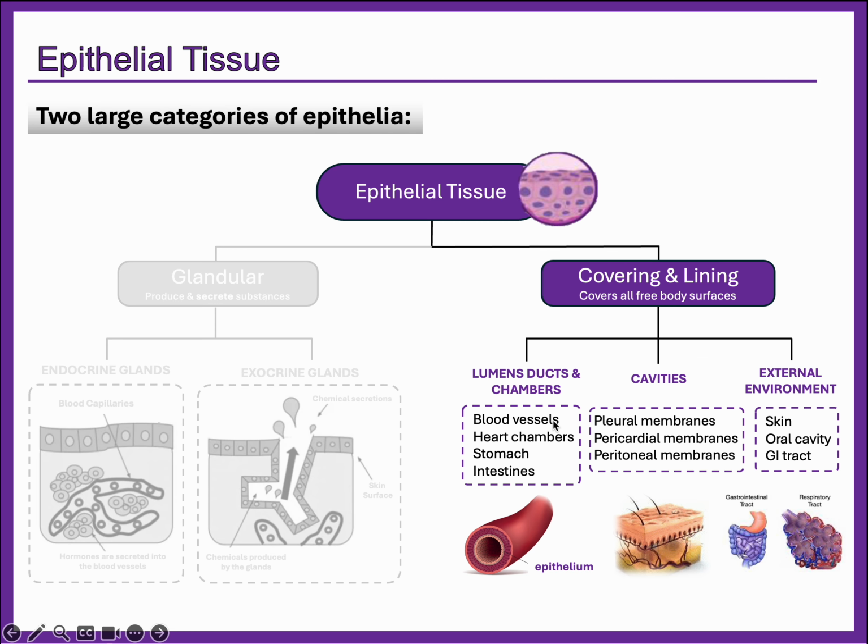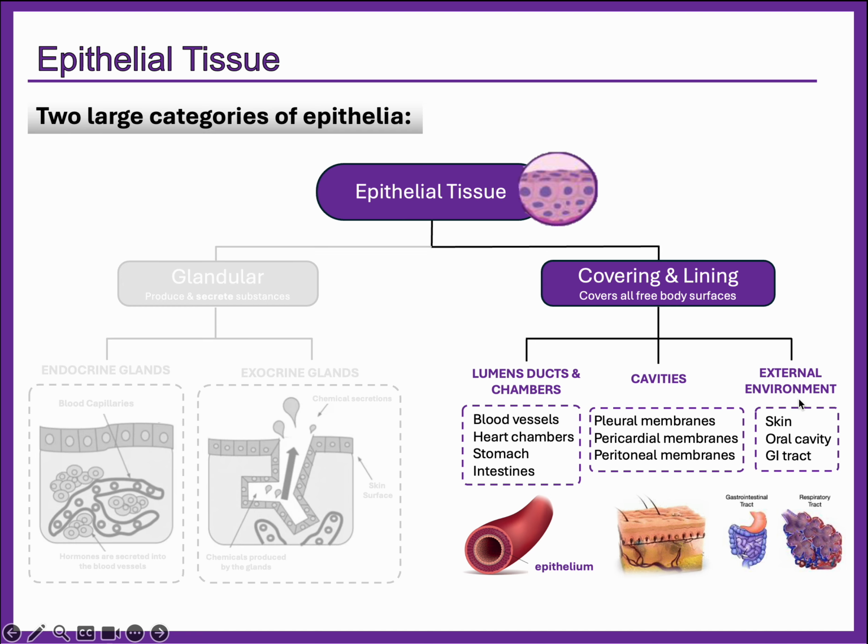So examples of these, right? Blood vessels, a chamber, an example of a chamber, like the heart chambers that collect blood. The stomach is a type of lumen. The intestines is a little lumen. It's like a little tube, right? Cavities, right? Certain cavities have membranes, like the pleural membrane in the lungs, the pericardial membranes in the heart, the peritoneal membranes for digestion, right? In the GI, all the GI organs.